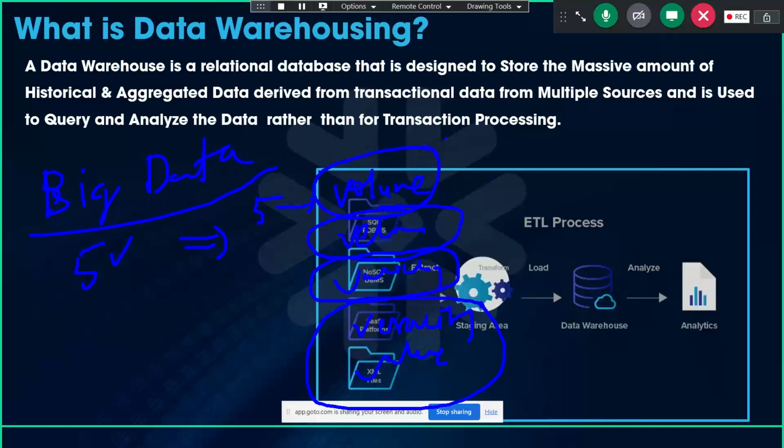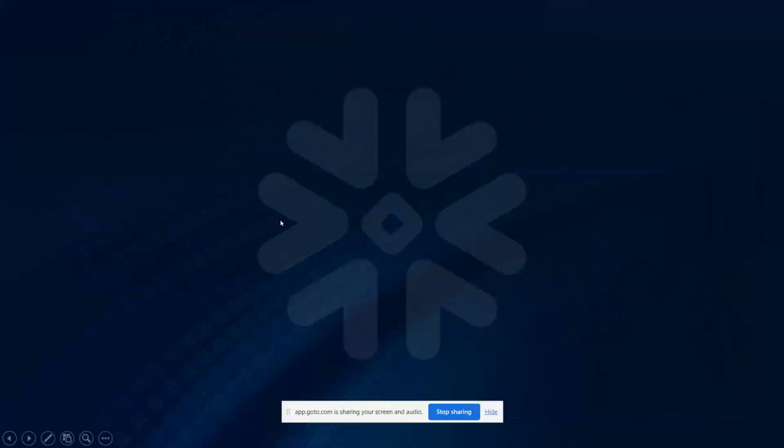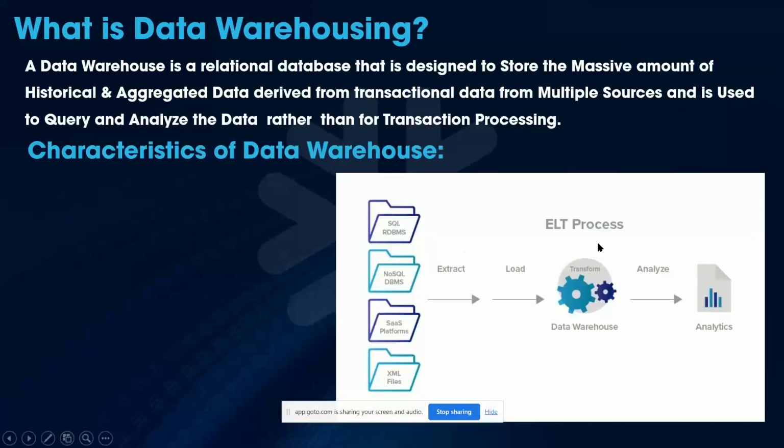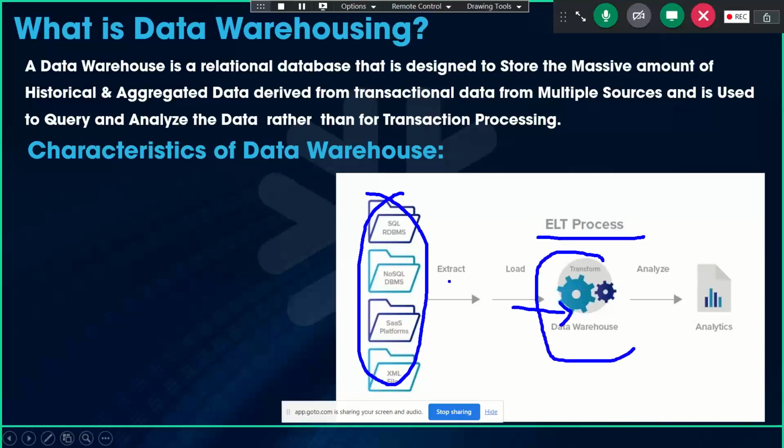Since the emergence of big data, the ETL process cannot scale to meet the requirements. So there is an emergence of the ELT process. In the ELT process, you extract the data from all these sources and directly load the raw data into your target system, which is a data warehouse. Here you do the transformation part.